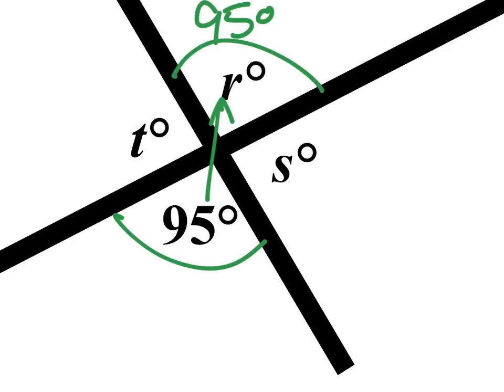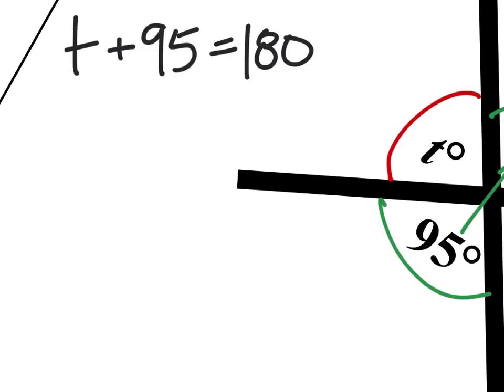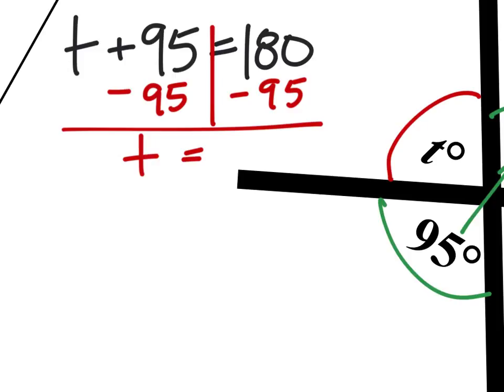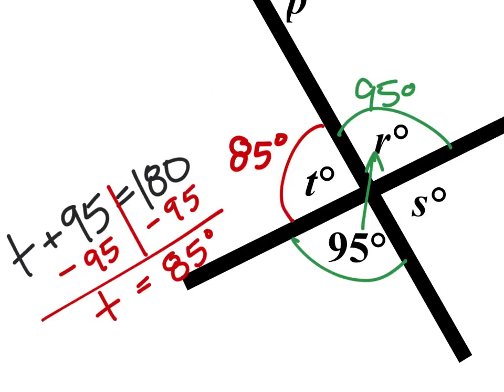Now, if we stick with this intersection here, we can see that T and 95 degrees, however you look at it, is 180 degrees. So I've kind of moved it so we're just focusing on that straight line, and we take T plus the 95, that should equal 180. So now to solve for T, we'd subtract 95 from both sides. And it looks like that would give us T is 85 degrees. So T is 85 degrees, let's fill that in. So going back to our original drawing, there's our 85 degrees. But S also is vertical with the T, so it also is 85 degrees.